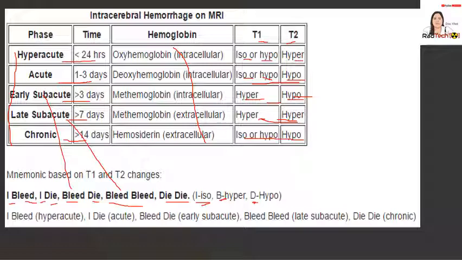Lumabas siya sa board exam ilang years ago. So, I hope makatulong, ma-remember ninyo. This is our last topic for MRI.